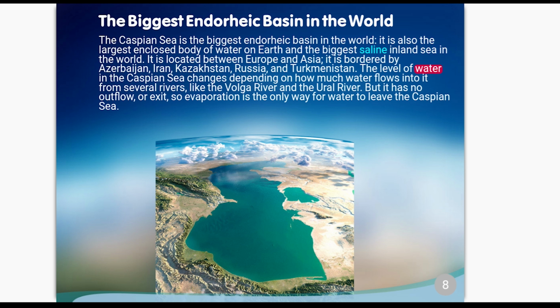The level of water in the Caspian Sea changes depending on how much water flows into it from several rivers, like the Volga River and the Ural River, but it has no outflow or exit, so evaporation is the only way for water to leave the Caspian Sea.